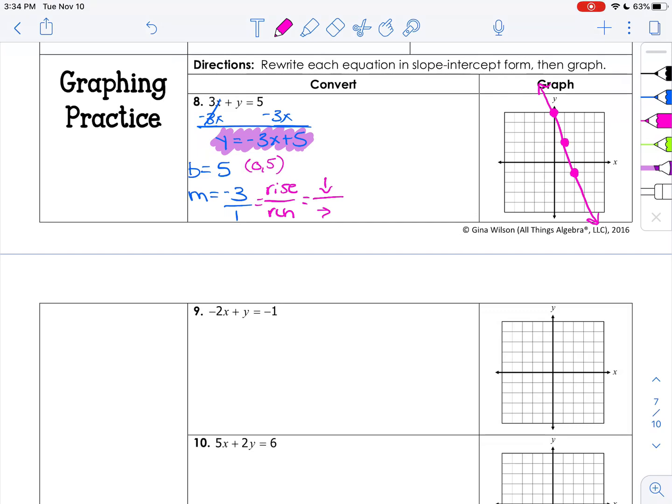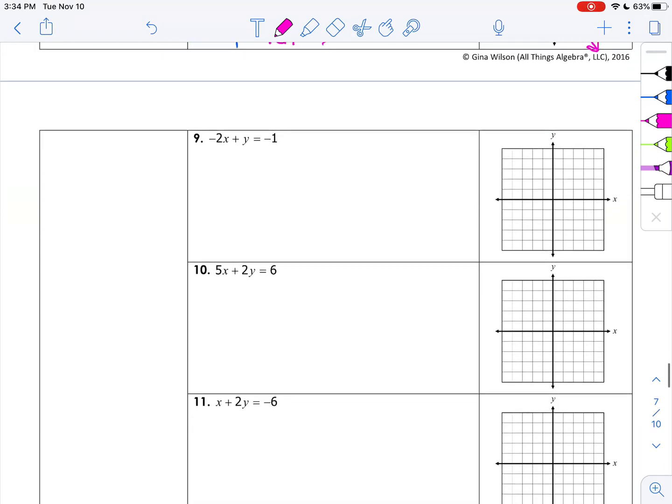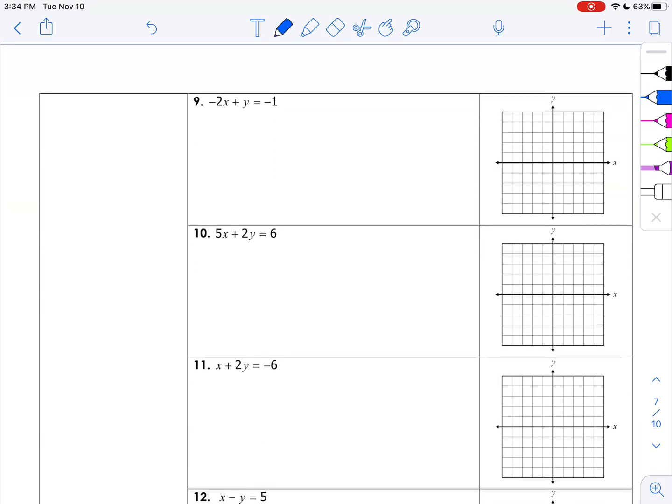Let's look at another example. Number 9. So again, this equation is in standard form, and in order to graph it, we need it in slope-intercept form. So we're going to start by converting it and moving our ax term over by doing the opposite. So we're going to add 2x to both sides. This would result in y equals 2x minus 1.